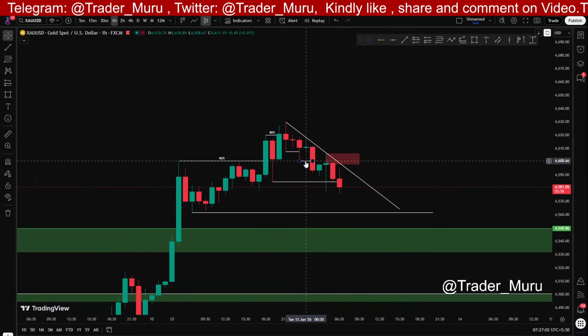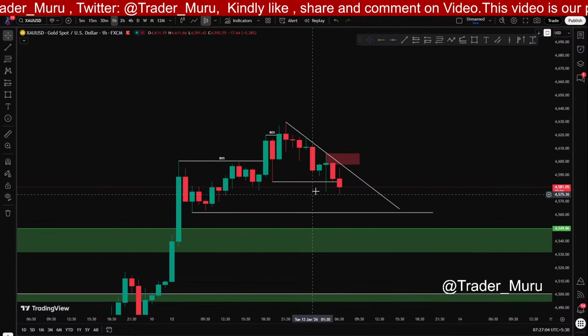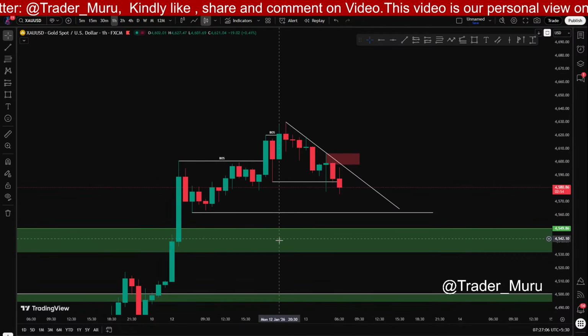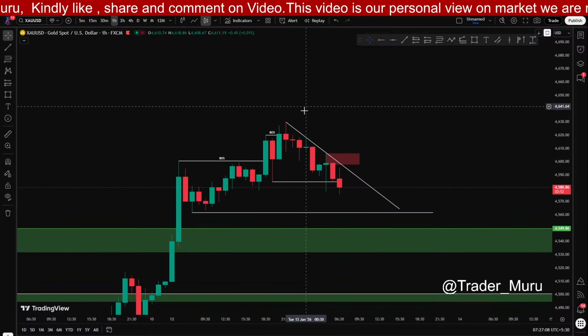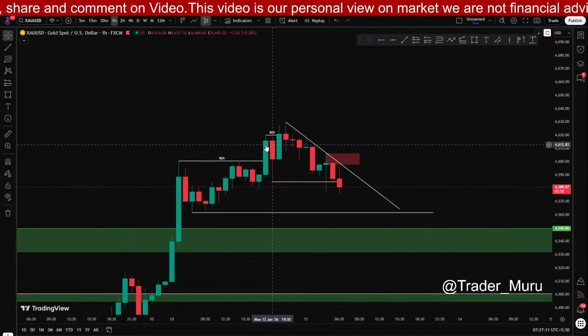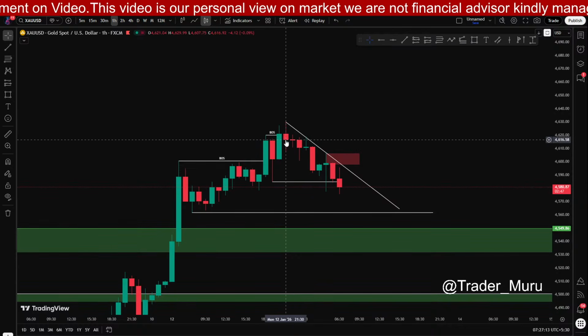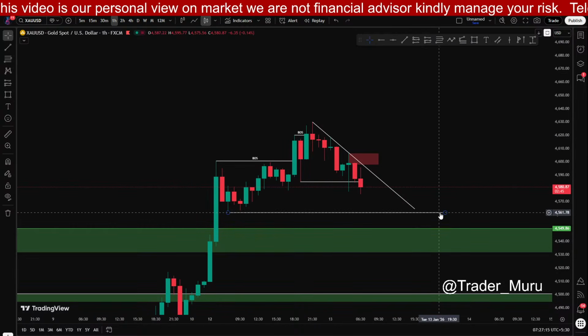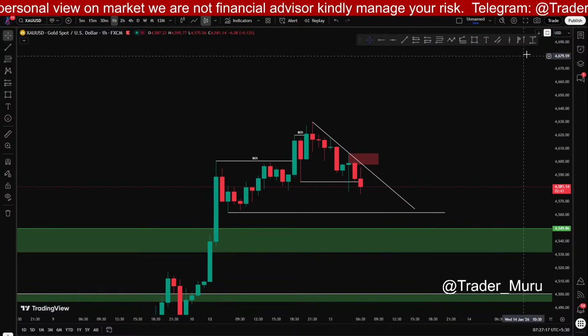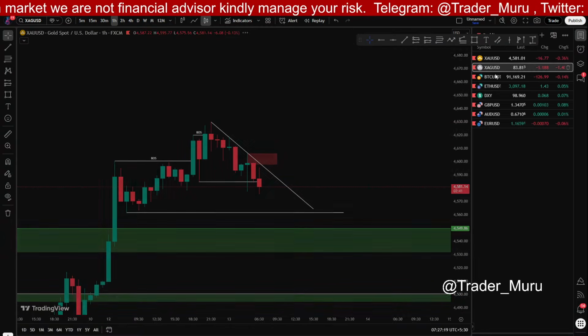So from yesterday we are just waiting for this area. People were so getting FOMO that this area will not be tested, it is going upside, and they started buying over here. But remember guys, always wait for retracement. So this is all for gold, and now let's see silver.